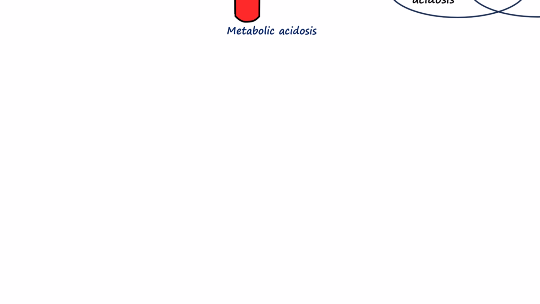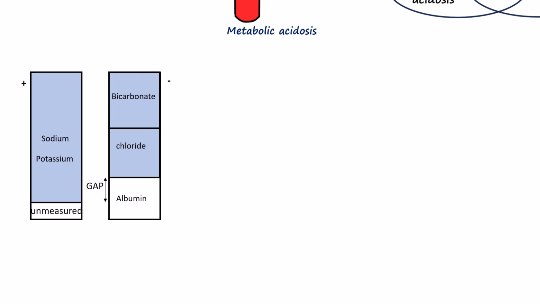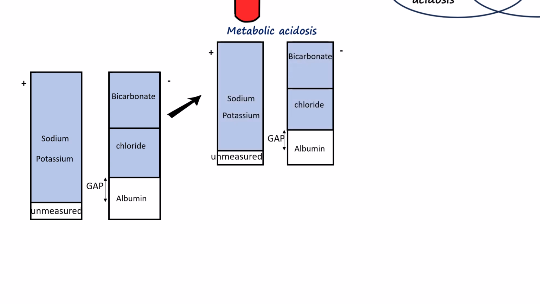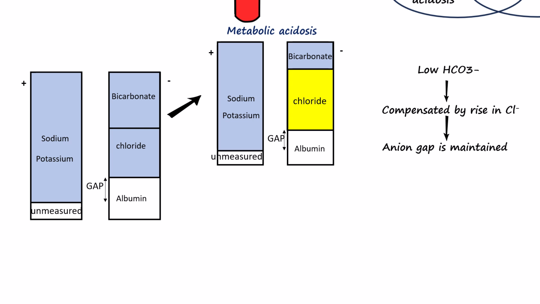There are two possible compensatory responses to the lowered bicarbonate level in metabolic acidosis. The first one is the increase in another major anion, chloride, to compensate for the decrease in bicarbonate. The kidneys compensate by retaining chloride to maintain the balance of negative charges, thus maintaining the overall electrical neutrality. In this case, the anion gap does not increase because chloride is a measured anion and is accounted for in the anion gap calculation. This is what we refer to as normal anion gap metabolic acidosis, or NAGMA in short.